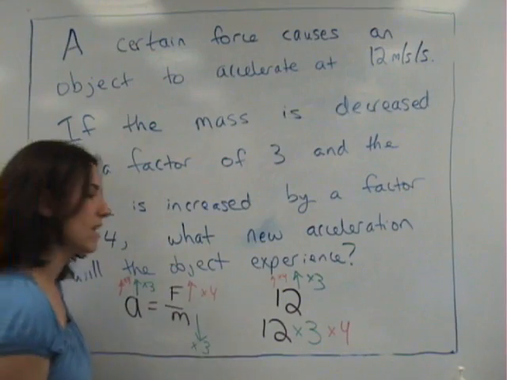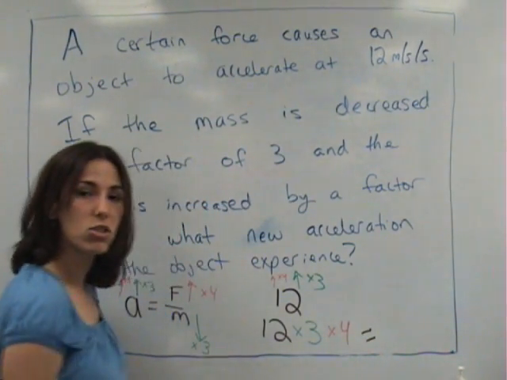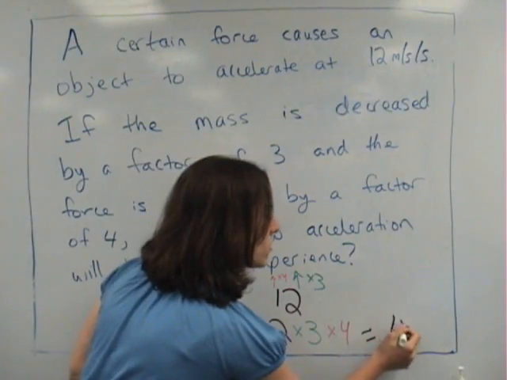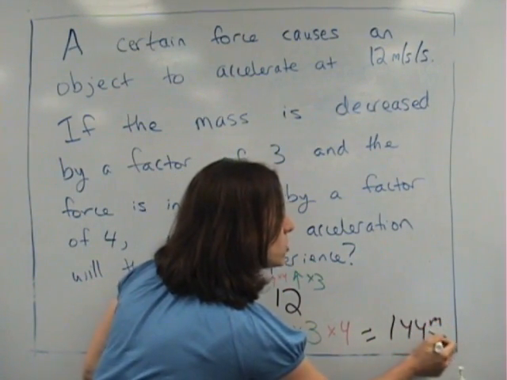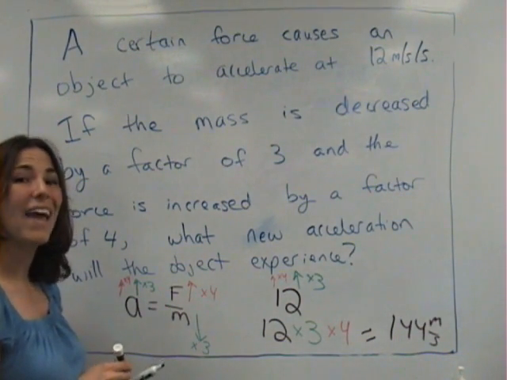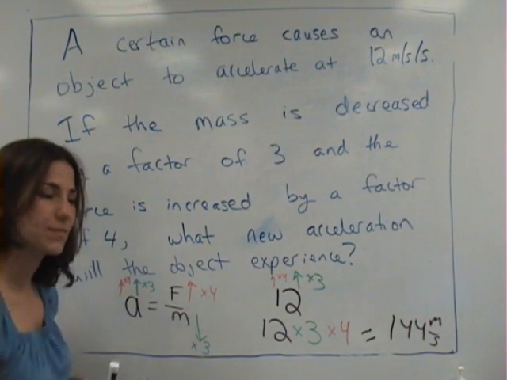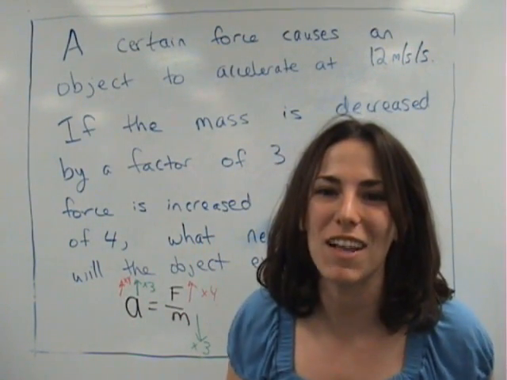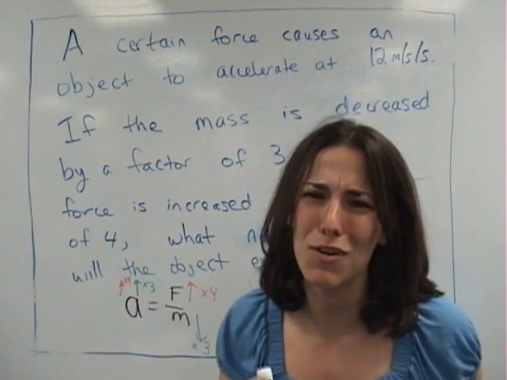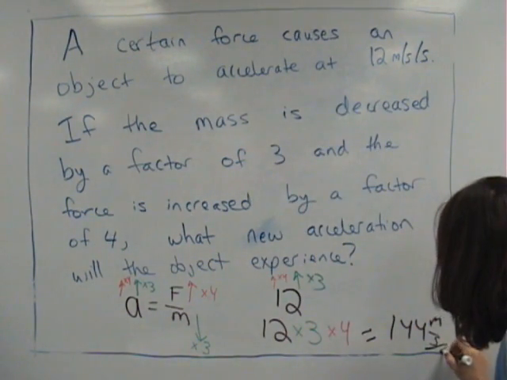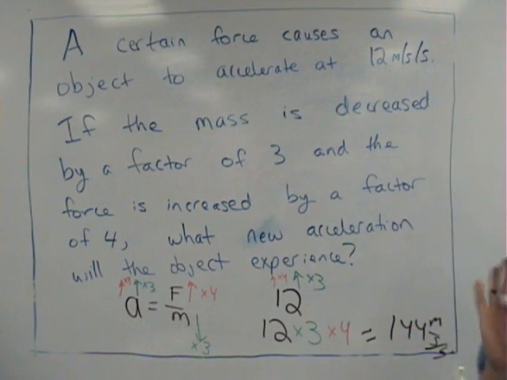So when all is said and done, the result of both those changes is that my new acceleration will be 12 times 3 times 4, 144 meters per second. That's increased both because we decreased the mass that we're pushing on and because we increased the force. Oops, one mistake. We're looking at acceleration, not meters per second. So bad, so bad. Meters per second per second. I feel better now.